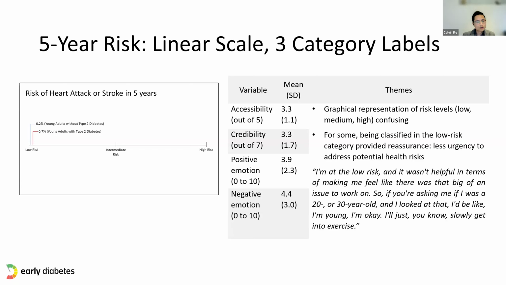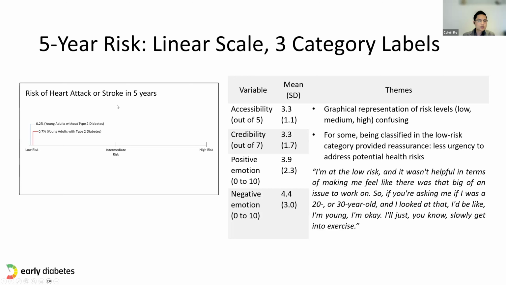So one way of presenting the risk is to show somebody the risk, put it on a scale, and label that. So this is your risk of a heart attack or stroke in 5 years. This is your risk. This is somebody without type 2 diabetes. And so we asked people, what do you think about this? People thought this was confusing. They thought they're in a low risk category.